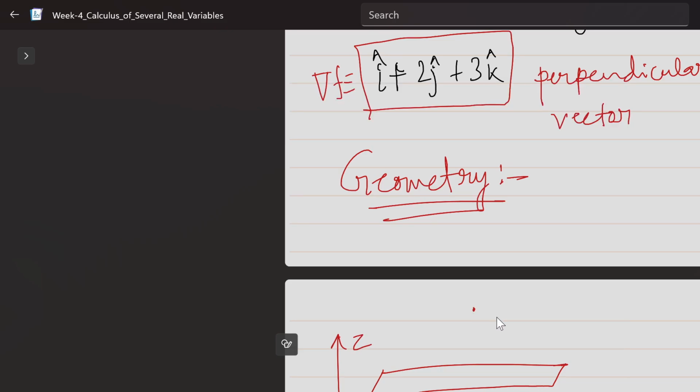So a point is given here, A, B, C. You have to find some perpendicular line. How do you find it? So you know direction ratios, DRs. That is direction ratios. You know this thing? Anyone?